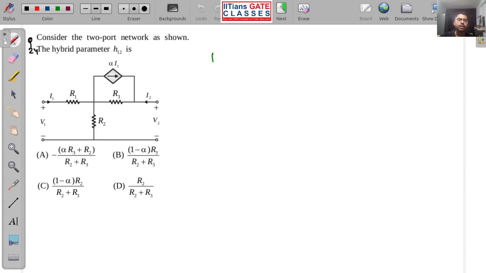So what is H12? H12 is equal to V1 by V2 when I1 equal to 0. So now this I1 is equal to 0. That means this whole voltage V will come here. Why? Because this I1 is 0. So this V1 will short out here because there is no voltage drop in R1.